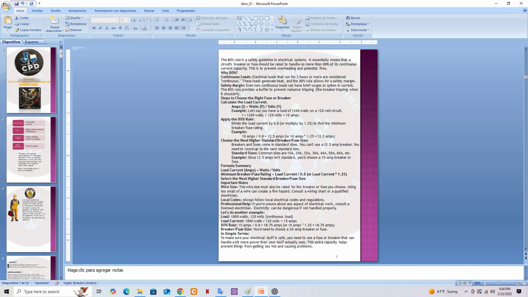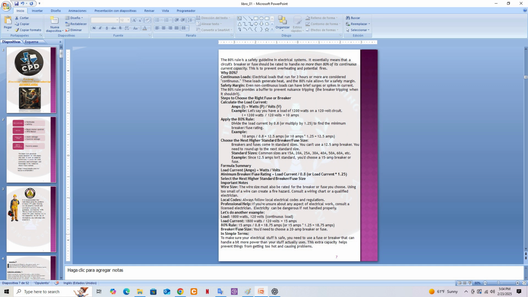Apply the 80% rule. Divide the load current by 0.8, or multiply by 1.25, to find the minimum breaker or fuse rating. Example, 10 amps divided by 0.8 equals 12.5 amps, or 10 amps times 1.25 equals 12.5 amps.